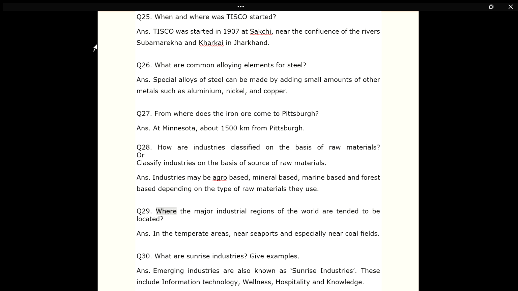Q29. Where do the major industrial regions of the world tend to be located? Ans. In the temperate areas, near seaports and especially near coal fields.